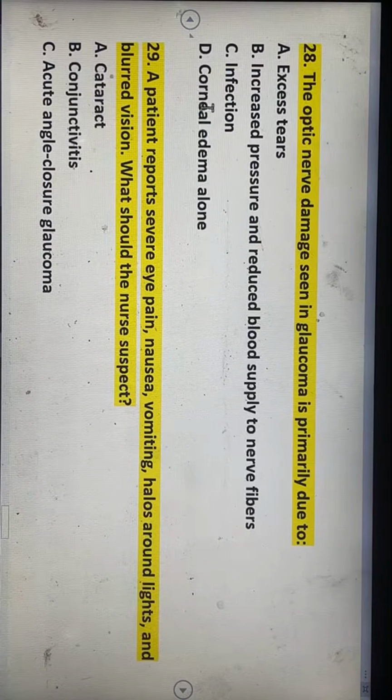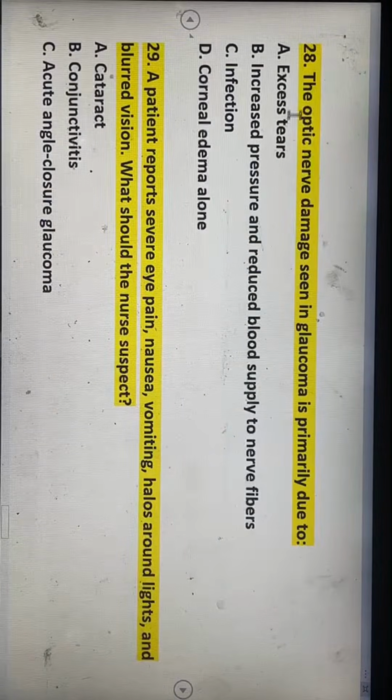Now, if you choose D, corneal edema alone, you are wrong. If you choose infection, you are wrong. If you choose increased pressure and reduced blood supply to the nerve fibers, you are correct. If you choose excess tears, you are wrong. So the right answer is what? Increased pressure and reduced blood supply to the nerve fibers.